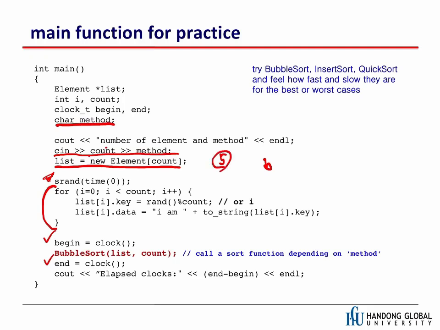Since the count is 5, from 0 to 4, we generate a random number, and this key is just a random number, and we put some data, in this case a string. Basically, each list element is a structure with a key and data. Now we check the time to sort. We have bubble sort here, so bubble sort will sort this list, and then we can print out the time.